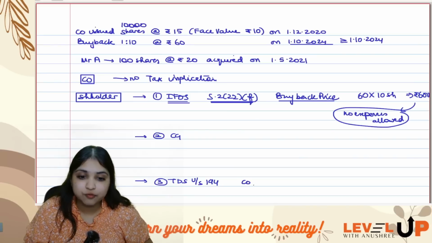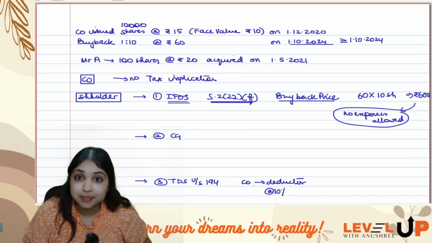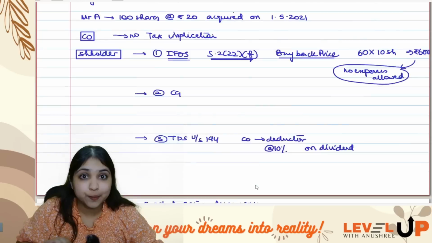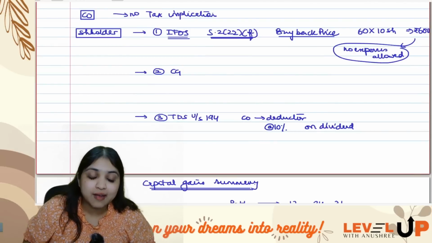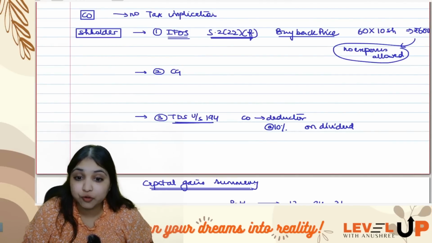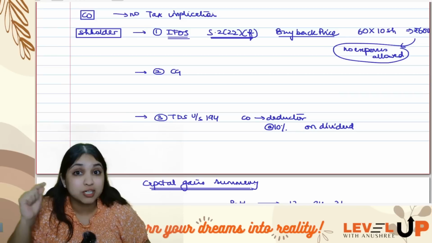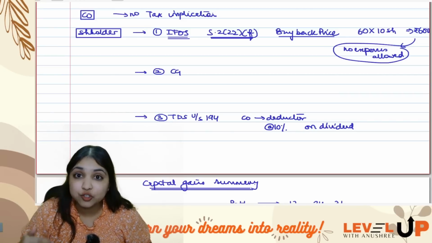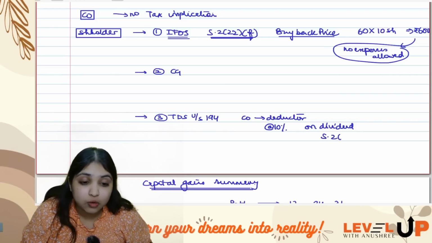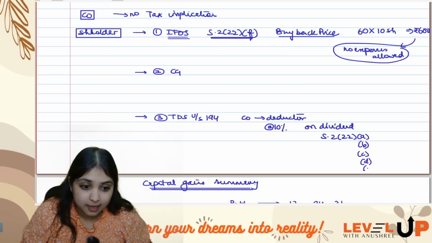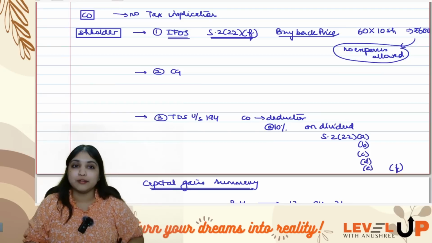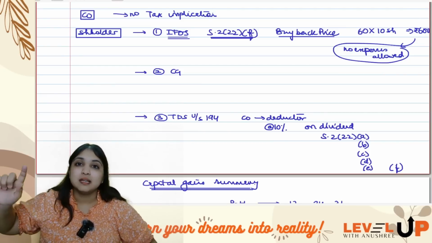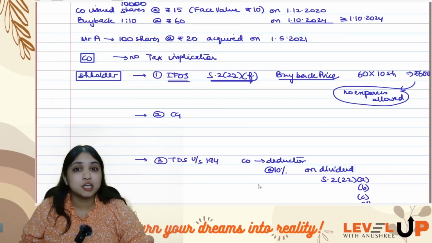Then under TDS, you must have learned about section 194, guys. Under section 194, the company is the deductor, right? The company deducts tax at the rate of 10% on whatever dividend the company pays, dividend under section 222 ABCDE. There they have added that section 194 TDS will apply, that is, the company has to deduct tax at 10%, not only on 222A, B, C, D and E, but now also on 222F. So on this 600 rupees, there will be TDS under section 194 also.